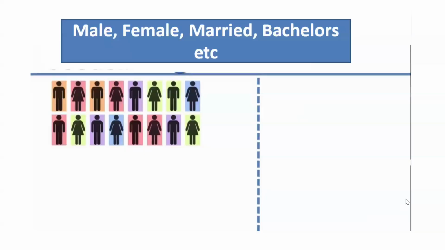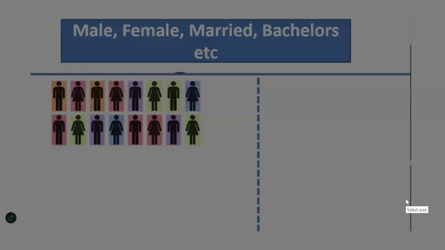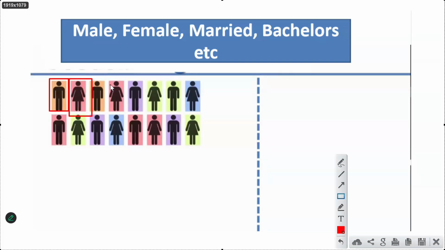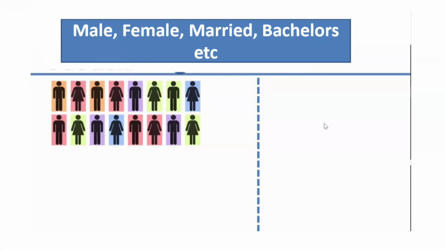So if you see on the screen, I have some data over here. Consider these people as the customers of ICICI Bank. We have different customers: male, female, married, bachelors, and so many others. All these people are customers of ICICI Bank.